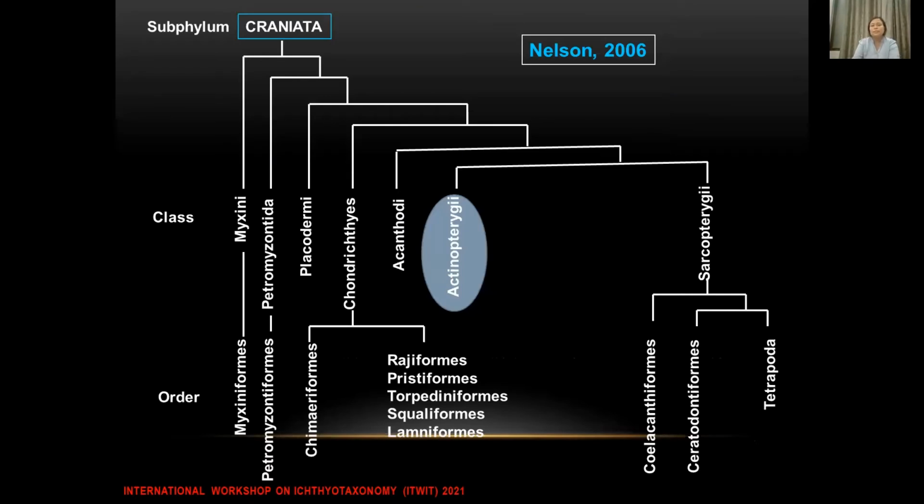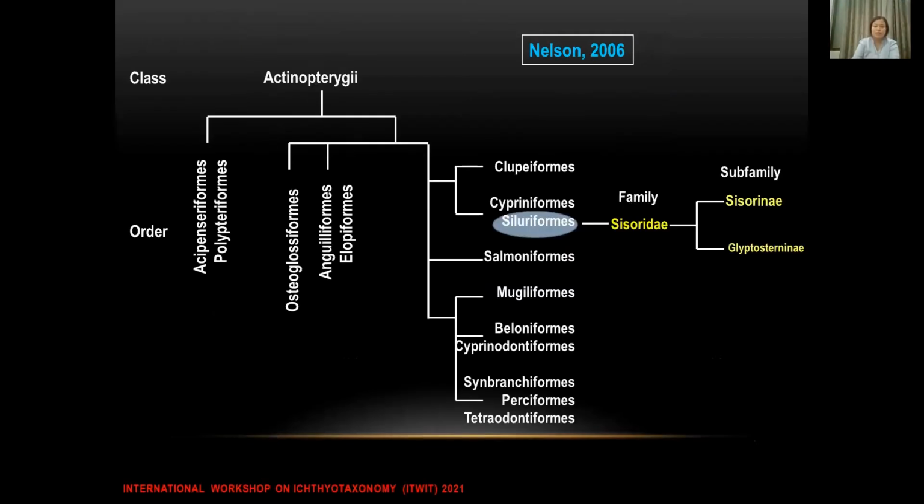This is the classification which I followed from Nelson 2006. This is a general classification of all the fishes. Here I have marked Actinopterygii. Then from here comes the order Siluriformes. The Siluriformes of the Indian subcontinent as a whole will be dealt with by my colleague Dr. J.A. Johnson from WII, I think on the 24th. So I won't be going into that. I will be dealing only with the family Sisoridae.